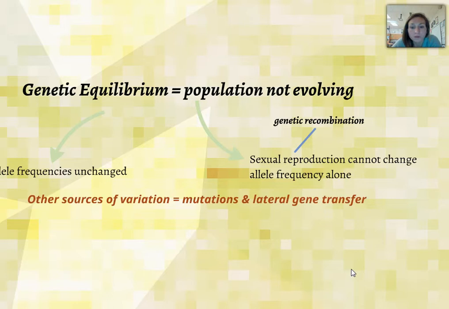Now, other sources of variation are mutations and lateral gene transfer. Mutations, remember, occur in our DNA, which again can be random, and then lateral gene transfer really only occurs in single-celled organisms, and that's not something we talk about heavily.